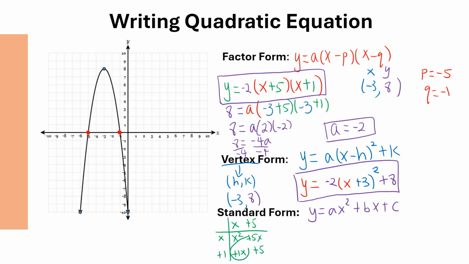Don't forget to add the like terms. So we have y equals, and don't forget to bring the -2 down in front of the parentheses. We have -2 times x squared plus 1x plus 5x is 6x plus 5. The last step is to distribute everything by -2. So my final equation for the standard form is y equals -2x squared minus 12x minus 10.